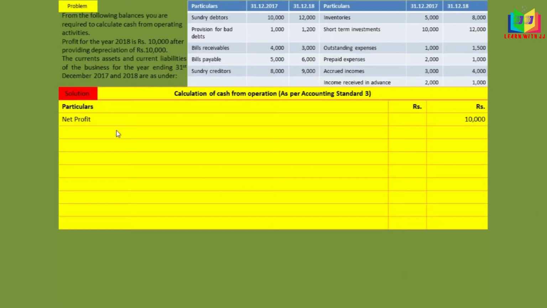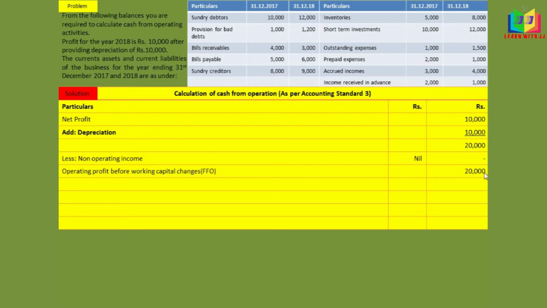First I'll start with the net profit. The net profit is 10,000 and with this net profit we have to add this depreciation. This is a non-operating expense, so we have to add it now. It's 10,000. If we add that we'll get 20,000, and in this problem we don't have any non-operating incomes, so non-operating income is nil here. So the 20,000 will be the funds from operation, that is operating profit before working capital changes, also called funds from operation, 20,000.